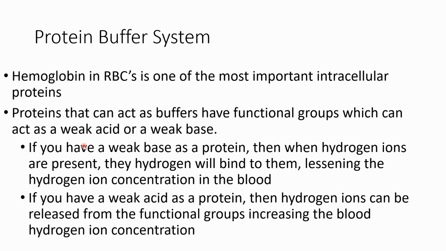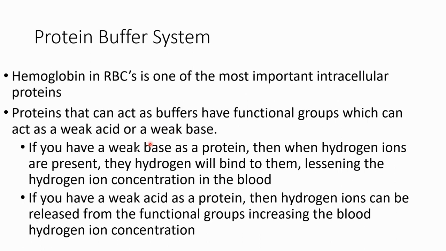Now, the protein buffer system, hemoglobin in red blood cells is one of the most important intracellular proteins. This is a protein within the cell. We know that it binds oxygen, but it's also a protein, and that can act as a buffer. They have certain chemical groups called functional groups that are attached to it that can either be considered a weak acid or a weak base. So think about this large protein structure, and then it can have little groups of atoms coming off of various parts of it, which are called functional groups.